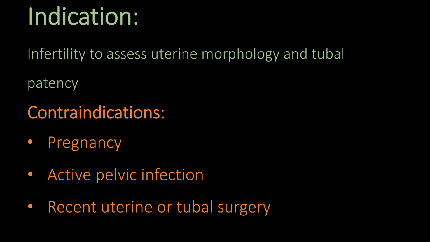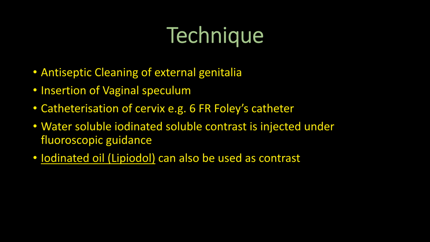Hysterosalpingography is a radiological method by which the uterus and uterine tubes are visualized and their patency is confirmed. And the radiograph thus obtained is called a hysterosalpingogram. This procedure is performed to assess the uterine as well as the tubal morphology and patency, although it is contraindicated in pregnancy, acute pelvic infection, and recent uterine and tubal surgery. Hysterosalpingography is performed in the initial 5 to 10 days of the menstrual cycle where the uterine wall is comparatively thin.